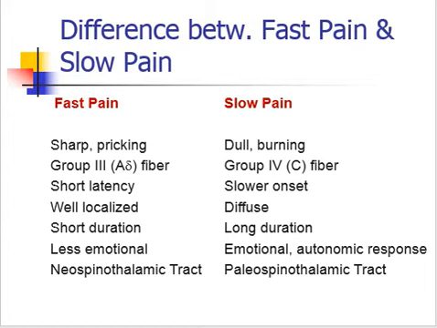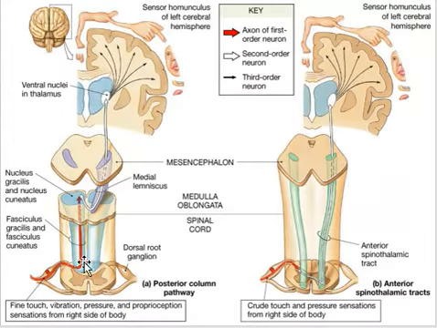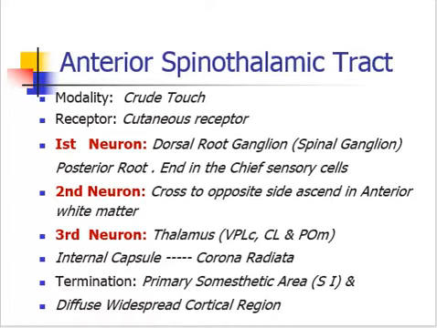And next we are coming to see this, the responsibility of which is to reach the concerned area of the cerebral cortex: the anterior spinothalamic tract. The anterior spinothalamic tract is formed by the fibers of the second order neuron of the pathway for crude touch sensation.